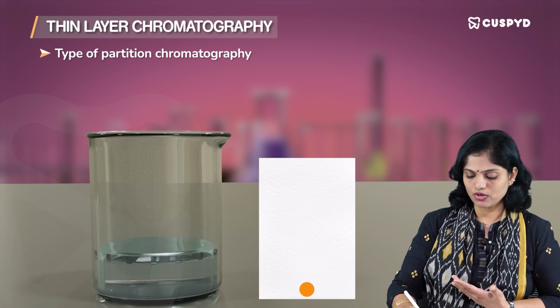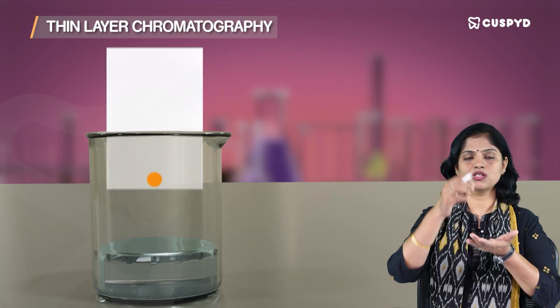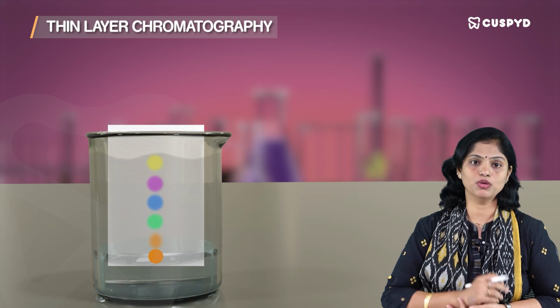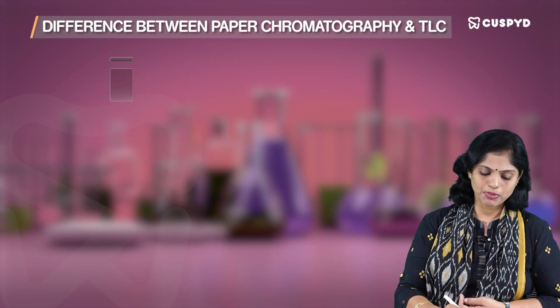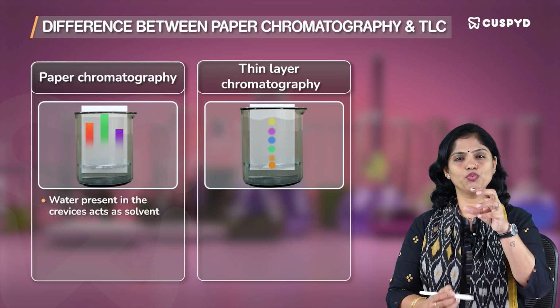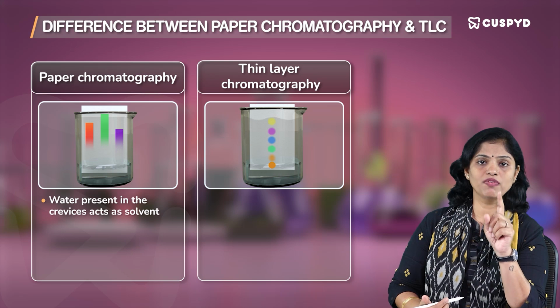In thin layer chromatography, you will have a glass plate on which you have a silica coating. On this, you load the sample and allow it to move. Same thing, you can calculate the RF value. Now, the major difference between paper chromatography and thin layer chromatography is that in paper chromatography, the water that is present in the crevices of the paper will act as a solvent system.